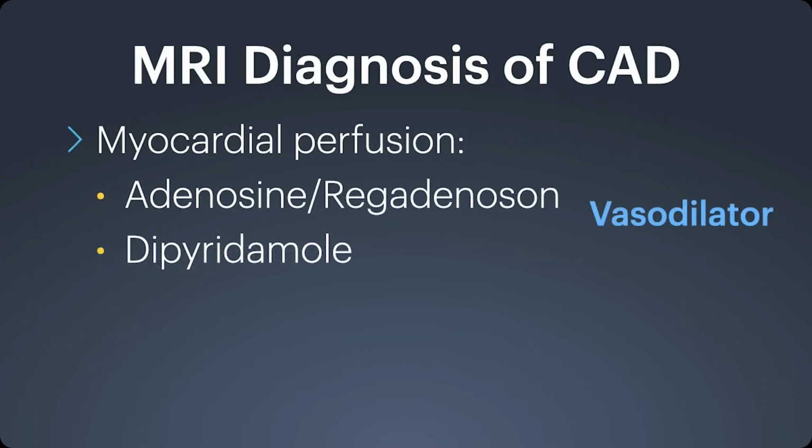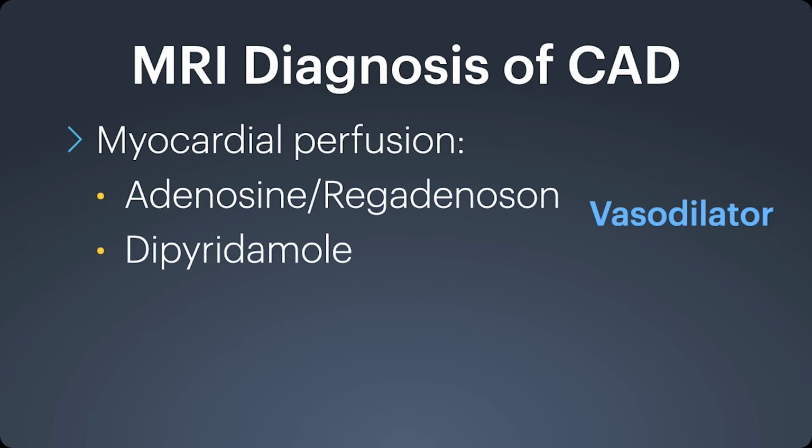So this is a pharmacologic stress test, so it's not exercise induced, and there's a couple different approaches. We can take a look at myocardial perfusion, and to do that, you can give vasodilators. So there's adenosine or regadenoson, and there's dipyridamole, excuse me. And at our institution, we use adenosine. We have used regadenoson in the past.